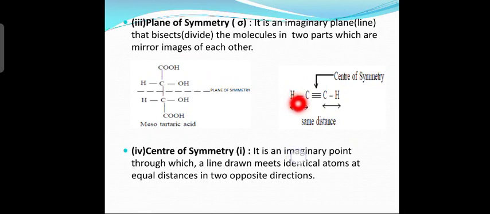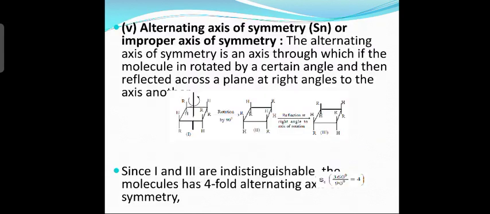Which are the identical atoms on either side? One carbon and one hydrogen. Identical atoms at equal distances in opposite directions. You can see equal distance in opposite direction. In the right direction, for example, you have CH. Similarly, in the left direction you have CH. So this molecule has a center of symmetry. Next slide.